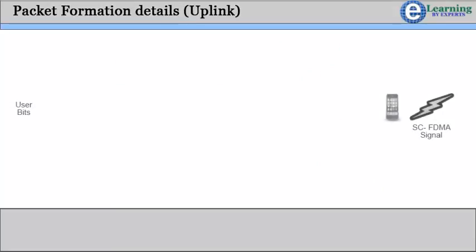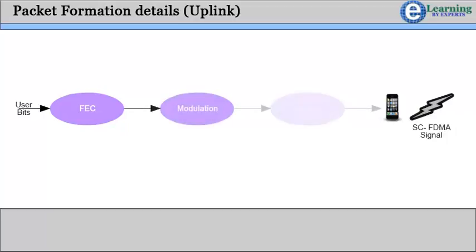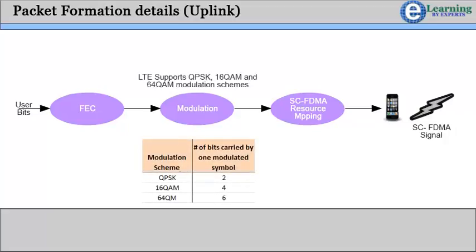Let us see how data packets are formed at the UE. The input data bits are given to the forward error correction or FEC block, which performs error detection and error correction. Before transmission, each stream goes through the process of modulation and SC-FDMA resource mapping. LTE uplink transmission supports QPSK, 16 QAM or 64 QAM modulation schemes. The modulated signals are then mapped using SC-FDMA resources to generate an SC-FDMA signal.